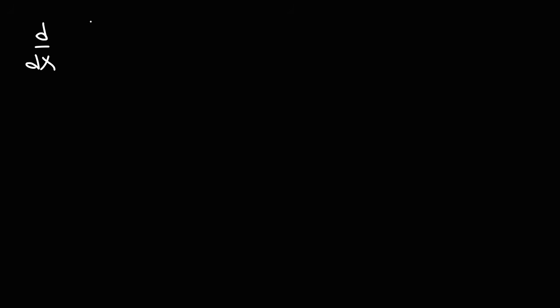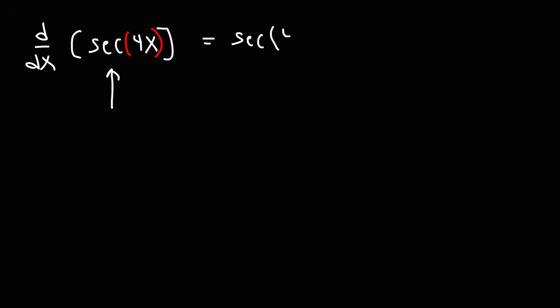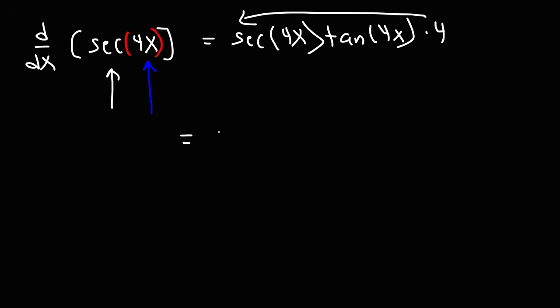Now what about the derivative of secant 4x? What's the answer to that one? The derivative of secant is secant tangent. So it's going to be secant 4x, tangent 4x. The angle is going to remain the same. After that, we could find the derivative of 4x, which is just 4. And I'm going to move the 4 to the front. So the derivative of secant 4x is going to be 4 secant 4x tangent 4x.